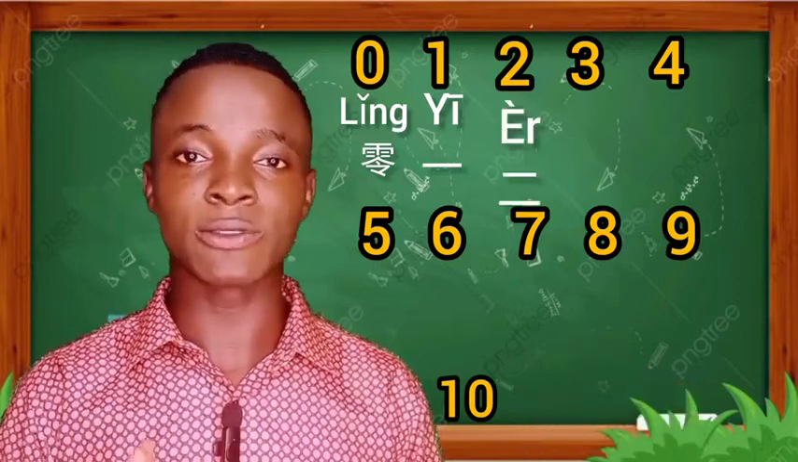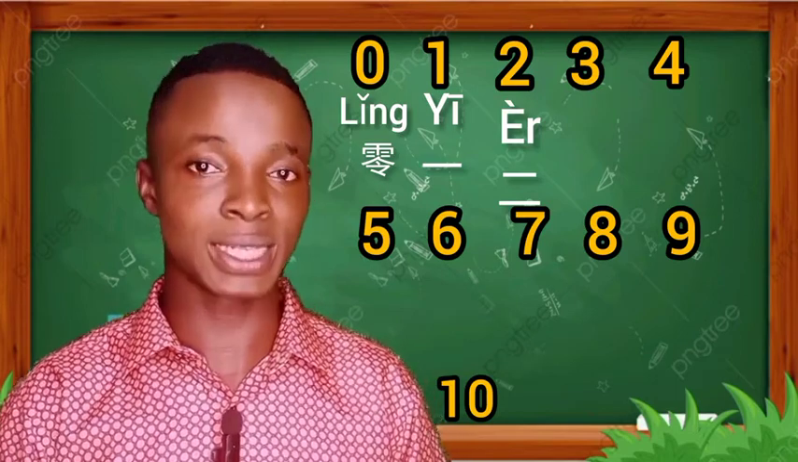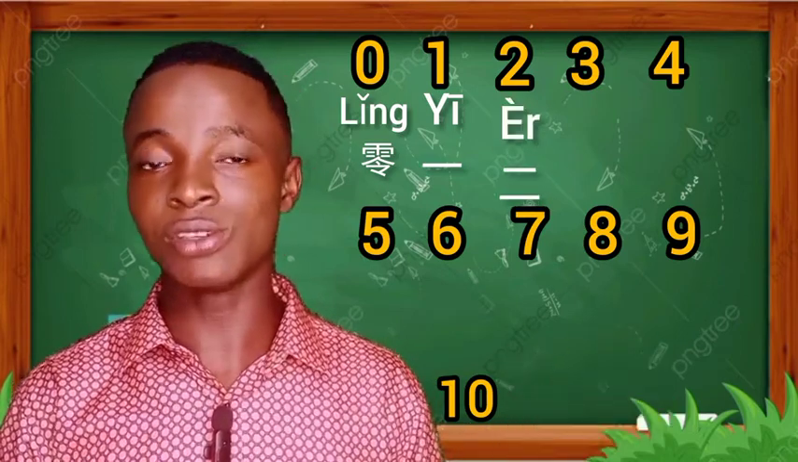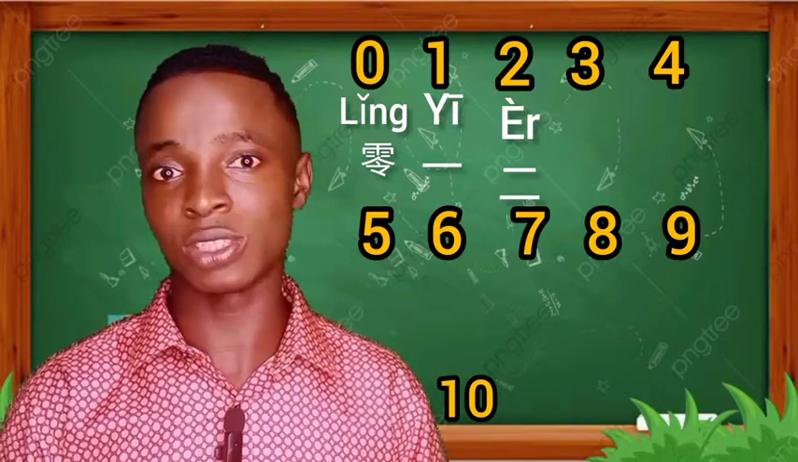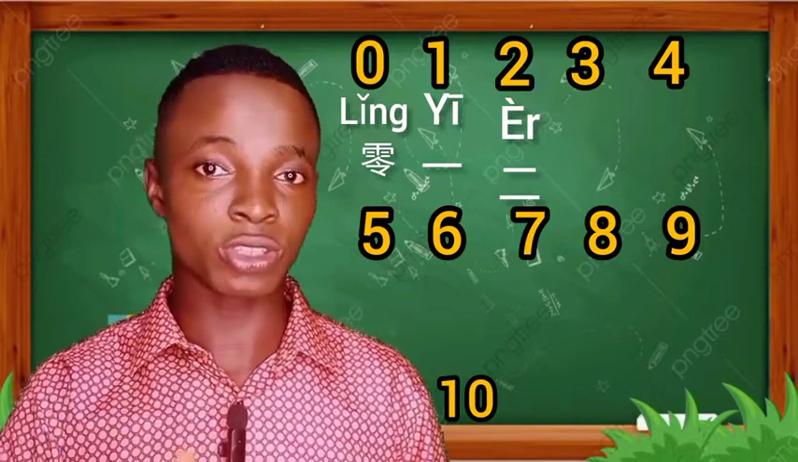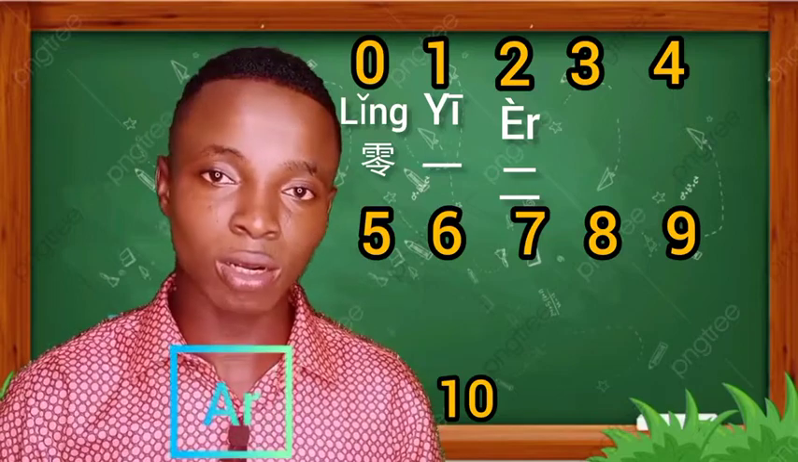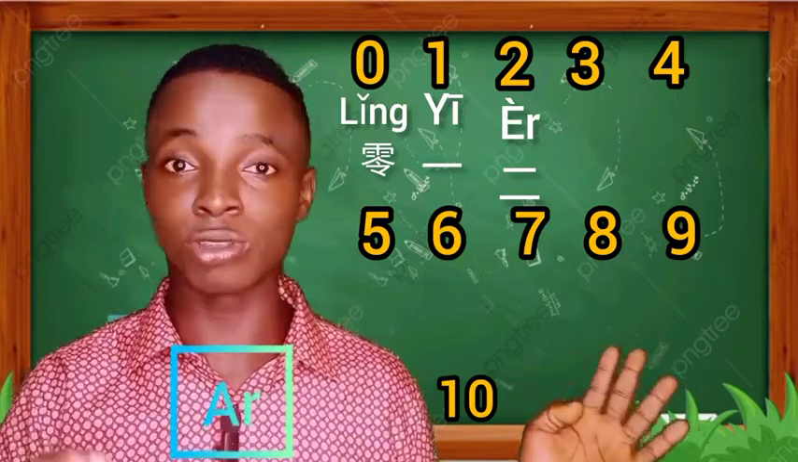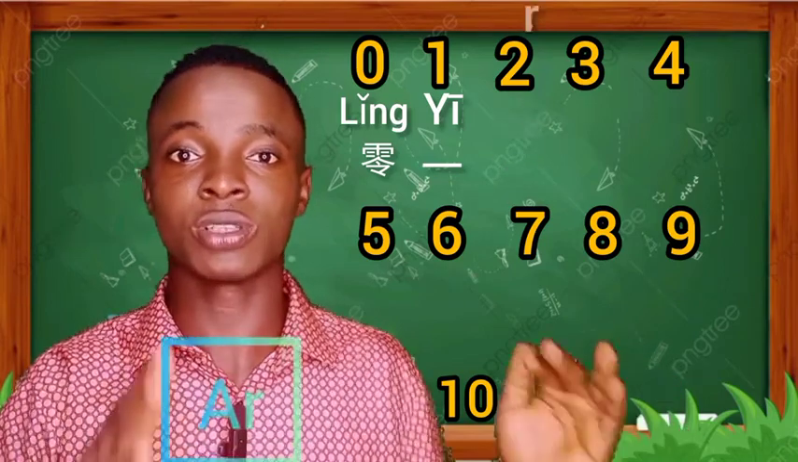Er. It has the falling tone, which is the fourth tone of Chinese language. Er. You can use this method to remember this number, just like when you got a punch in your stomach, you say er because it pains you. So you can use that method to record the right pronunciation. Er.